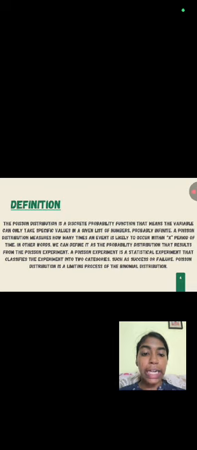In other words, it results from the Poisson experiment, which is a statistical experiment that classifies into two categories such as success or failure. Poisson distribution is a limiting process of the binomial distribution. A Poisson random variable x defines the number of successes in the experiment. This distribution occurs when there are events that do not occur as the outcomes of a definite number of outcomes. So Poisson distribution is under certain conditions, which are as follows.